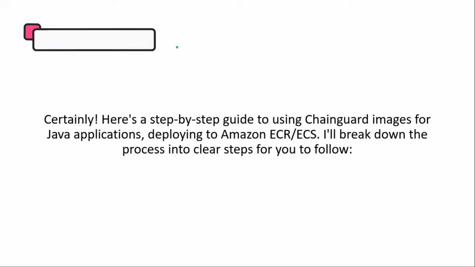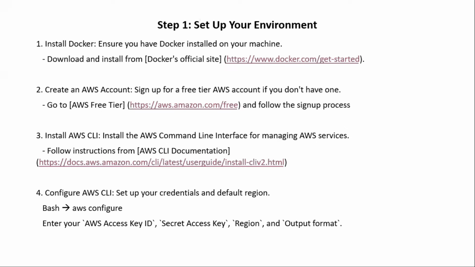In this video, we will talk about Java applications. So here is a step-by-step guide to using Chainguard images for Java applications, and we will deploy the applications on Amazon ECR or ECS. I will break down the process into clear steps for you to follow. So here are the steps.